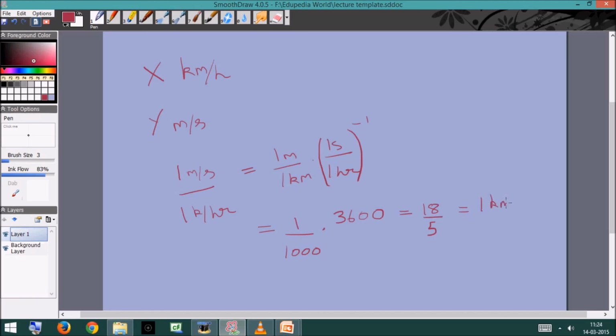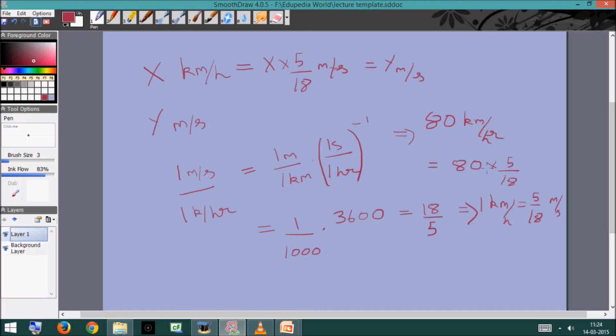Which means 1 kilometer per hour is 5 by 18 meters per second, which means that x kilometers per hour is equal to x into 5 by 18 meters per second, which is y meters per second. So for example, 80 kilometers per hour is equal to 80 into 5 by 18, you can simplify that to whatever it might be, 18 into 5 by 18 meters per second.